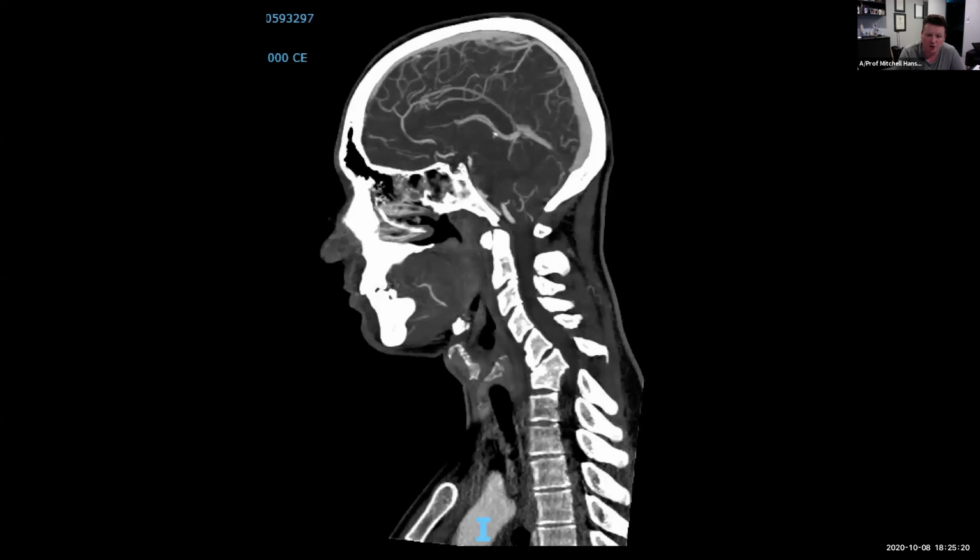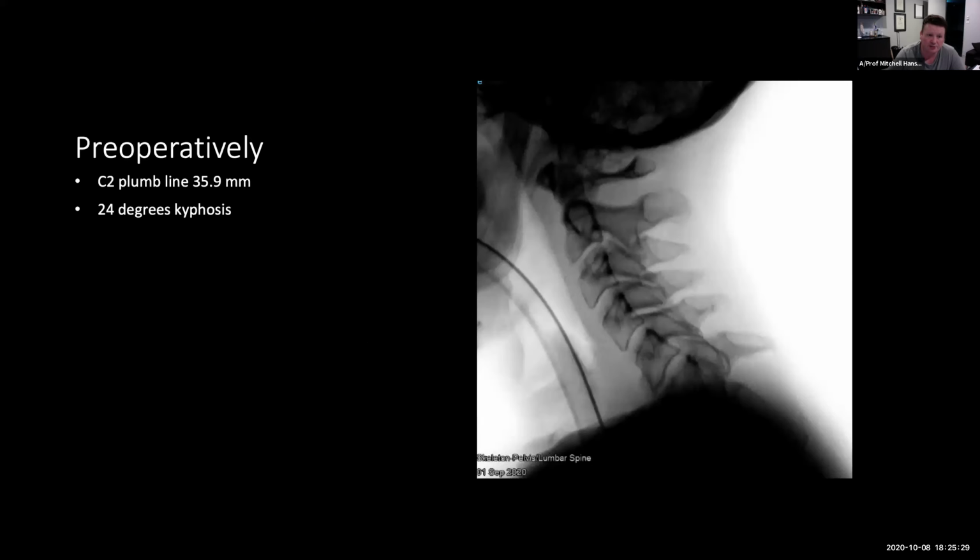Part of the pre-op workup obviously is a CT angiogram to look at the vasculature. Pre-operatively, I haven't done as nice a job as Professor Mihara, but his C2 plumb line was 35.9 millimeters in front of his C7, and there was 24 degrees of kyphosis C2 to C7.